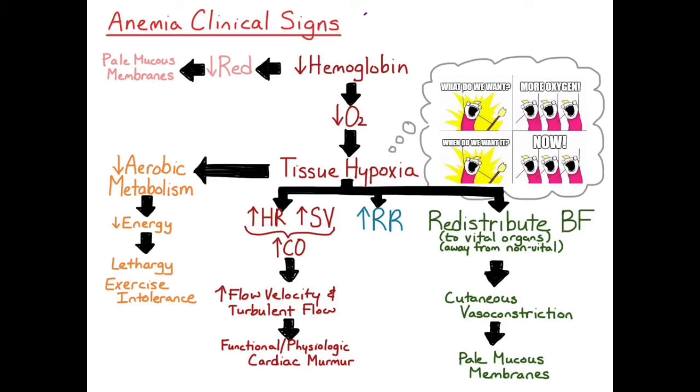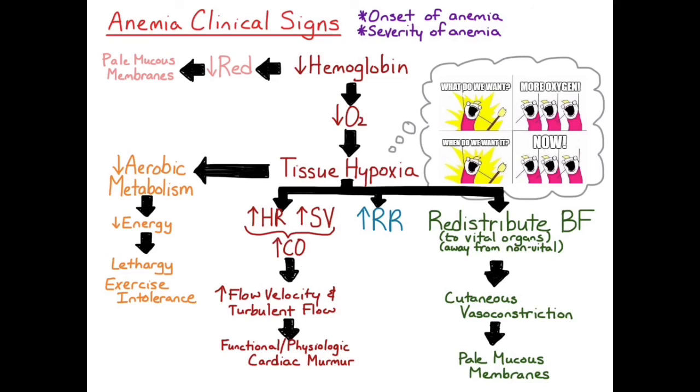Now, the onset of the anemia and the severity of the anemia dictates how severe the clinical signs will be in the patient. If there's chronic onset, then they'll have less severe clinical signs than if it was acute onset. And if it's a more severe anemia, of course, they'll have more severe clinical signs than if it was a mild anemia. So there you go. Those are the clinical signs that we attribute to anemia.